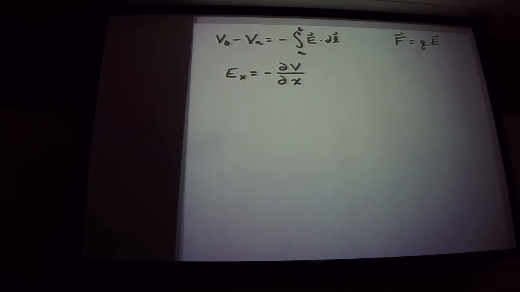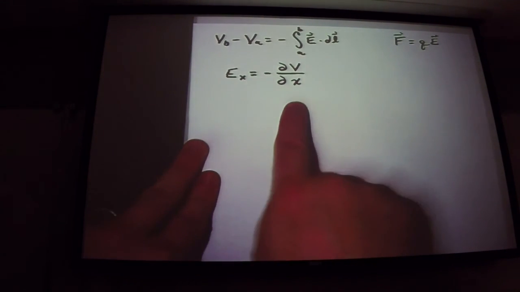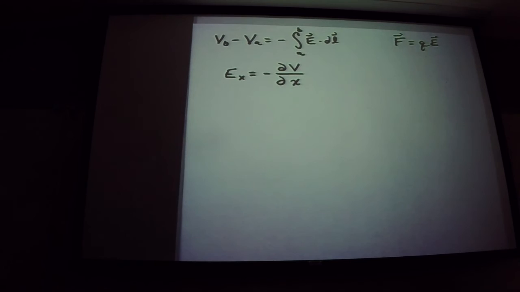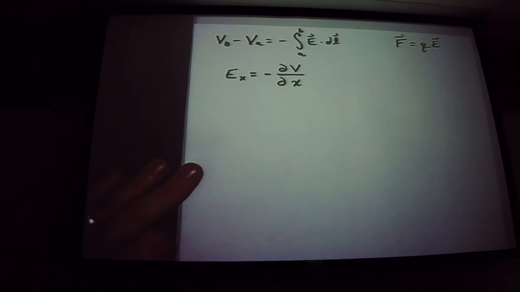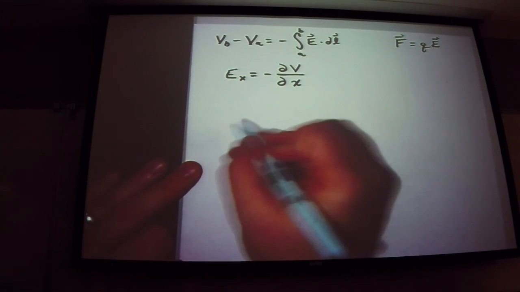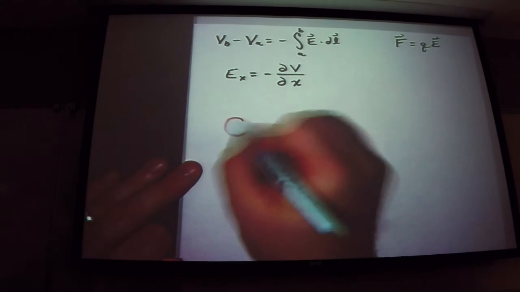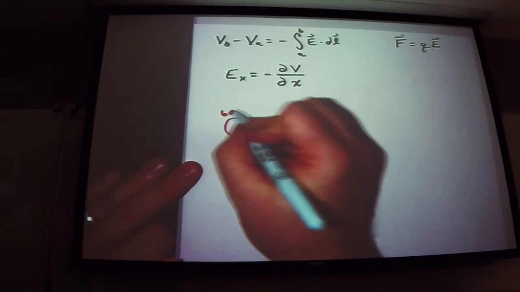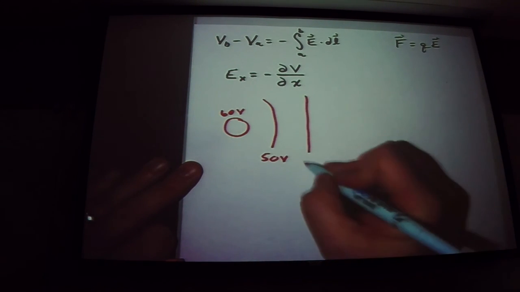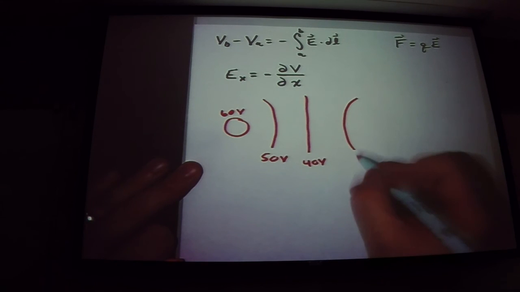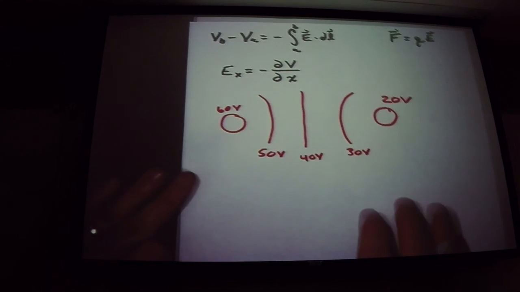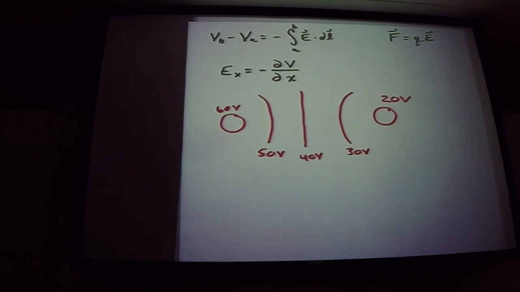I'm actually going to look at this equation first, and then this equation, to tackle conceptually what's going on. First of all, if I have these equipotential lines, let's take a look at them. Let's say I have 60 volts, 50 volts, 40 volts, 30 volts, 20 volts, something like this.